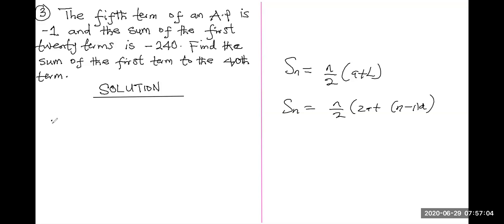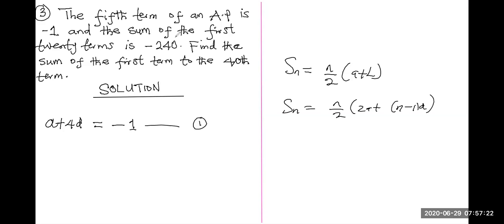Remember, so we now have a + 4d, because when we say the first term is a, the second term is a + 1d, the third term is a + 2d. So the fifth term is going to give us a + 4d = -1. We call this equation 1.